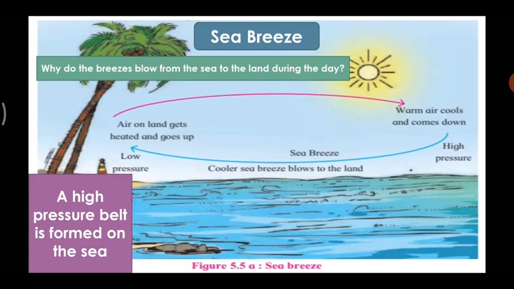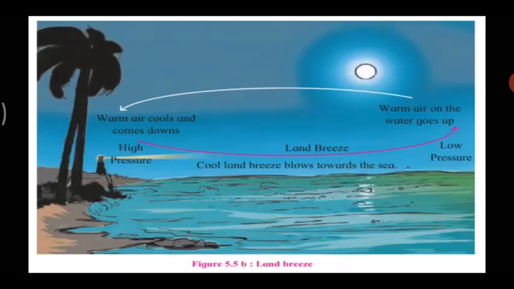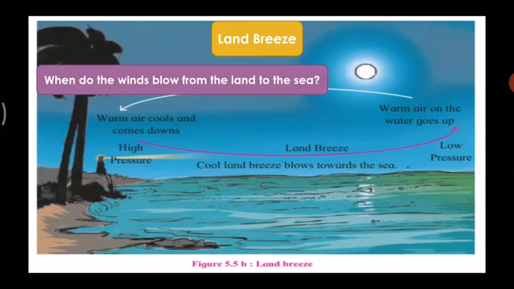And we will see what will happen in the night time. Now next we will see what happens in the night time. See, this is the land breeze. Now, when do the winds blow from the land to the sea? Look here. Now, a high pressure belt is created on the land. You can see the high pressure belt is created on the land at night time. Why is the temperature low at night time? Because the land cools down and the temperature is low.